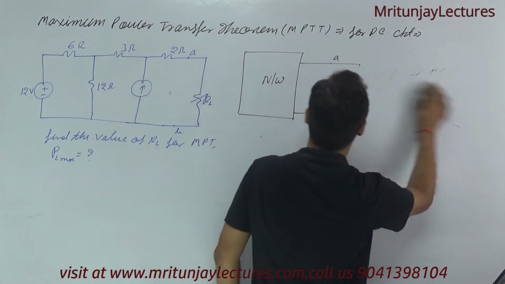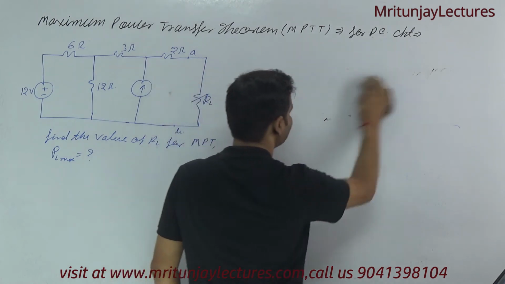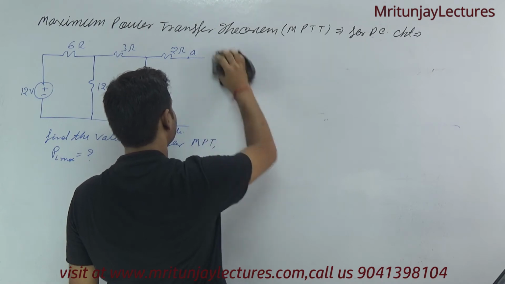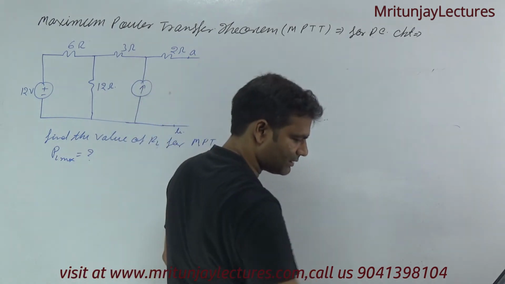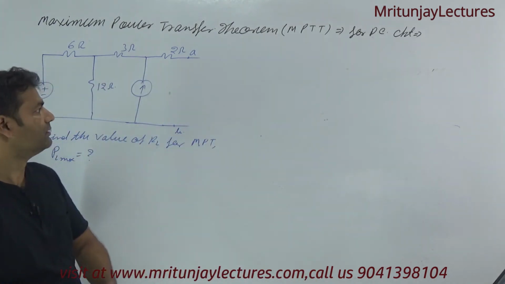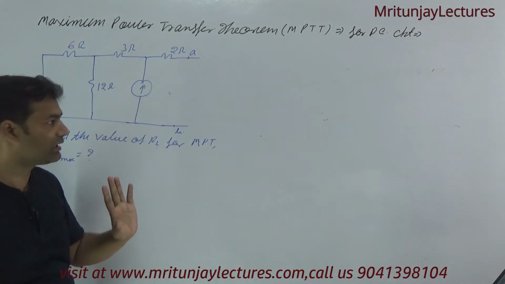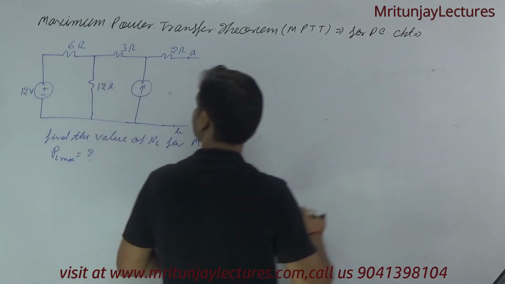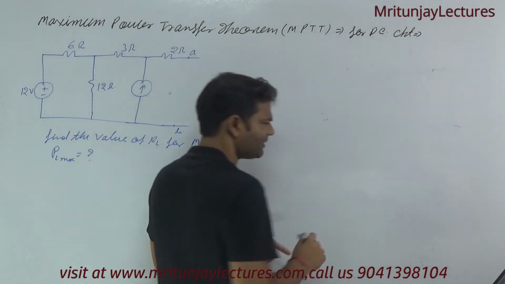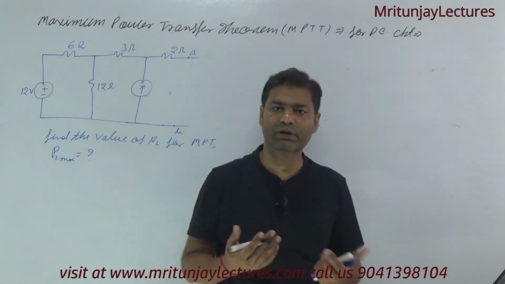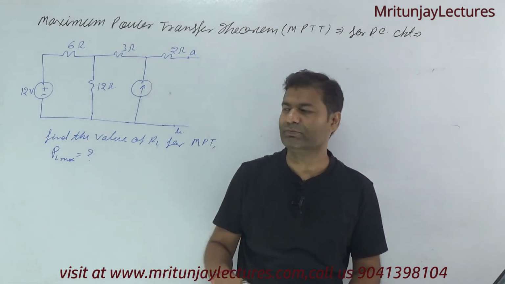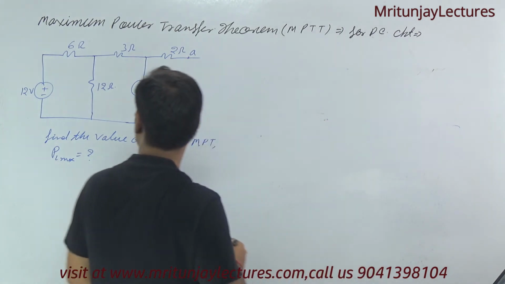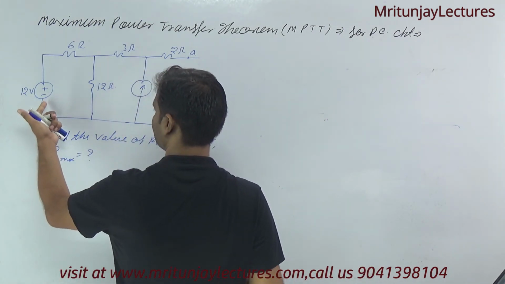Now, first I have determined, first of all, corresponding to AB, this terminal removed. After that, you can represent it with the help of source transformation, or you can use nodal analysis or mesh analysis, whatever method you follow, and determine VTH. I know that basically our motto is to focus on source transformation.